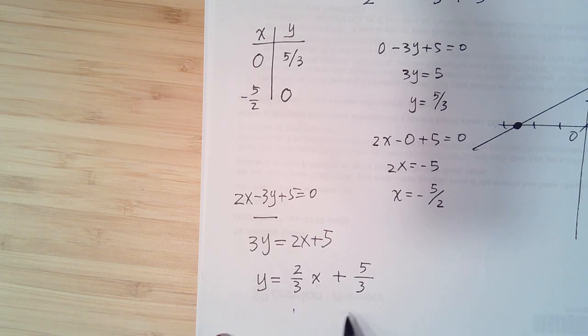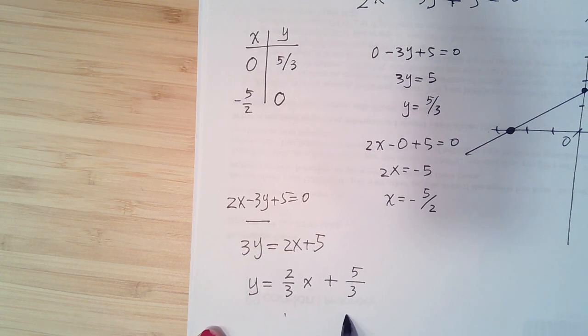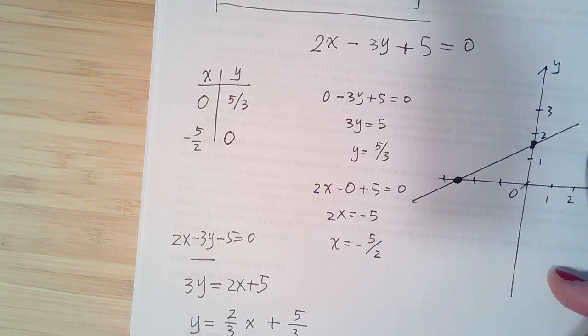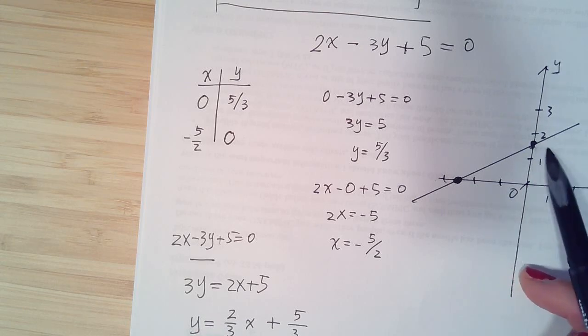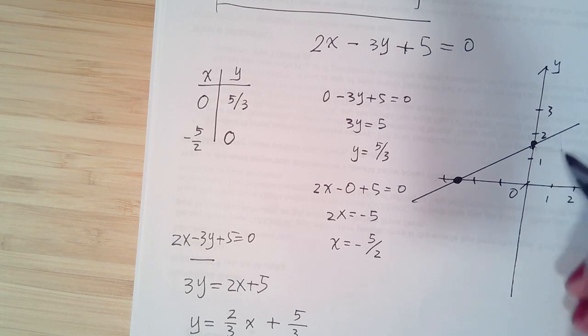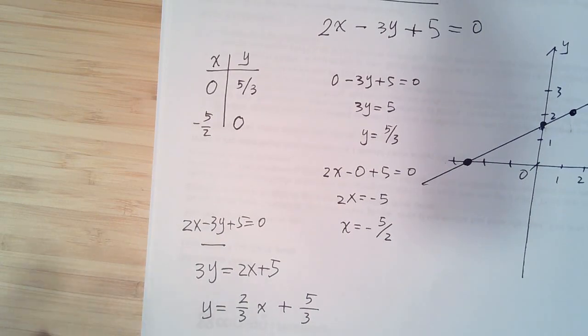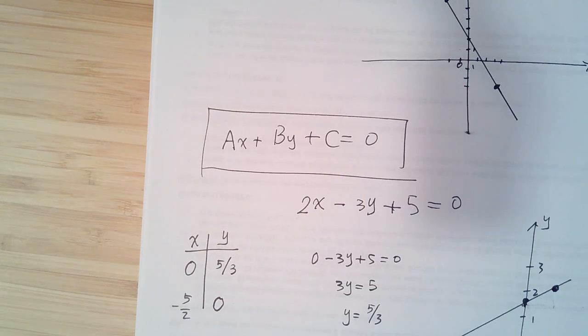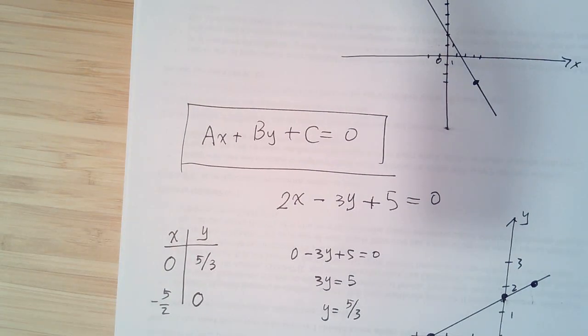Slope, y-intercept. You see the y-intercept of 5 over 3, and the slope is 2/3. So when x increases by 1, y goes up by 2/3. So it goes here. This is just another way to graph, but it is a very popular one, I would say. There, you learned how to graph the general form of a linear equation. Okay, so that's all for this section.